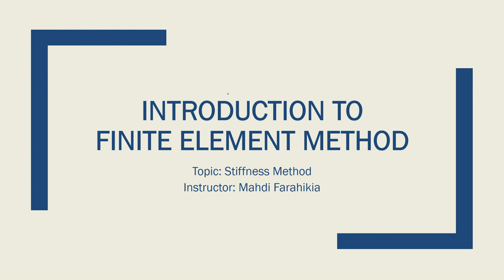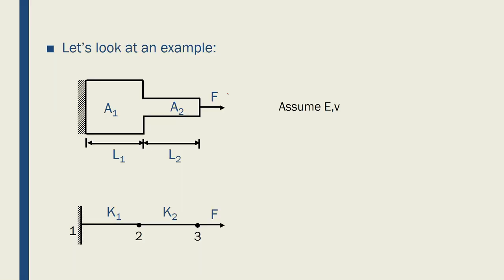Now let's expand our understanding of stiffness method and stiffness matrix to find the stiffness matrix of a bar in tension. And the bar of our interest is something like this. A bar with two different cross-section areas, A1 and A2. What that means is that the two sections, if I call this section 2 and this one section 1, will not have the same stiffnesses.